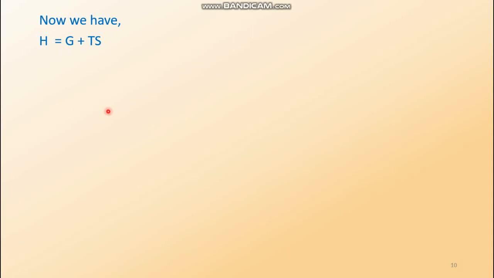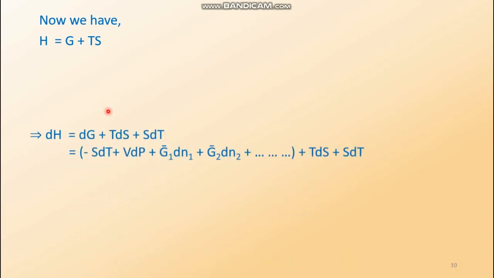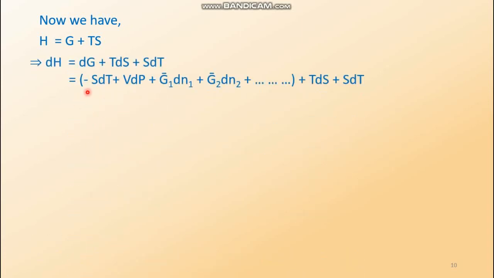So enthalpy has the expression G plus Ts, because G is H minus Ts, so H must be equal to G plus Ts. Taking derivatives of both sides, we get on the right hand side dG plus TdS plus SdT. Now putting the value of dG from equation 1. The SdT terms cancel, and the uncancelled terms remaining are VdP and TdS. So from this, if you keep the entropy and pressure constant, then the first and second terms become 0. That means these two terms would vanish.